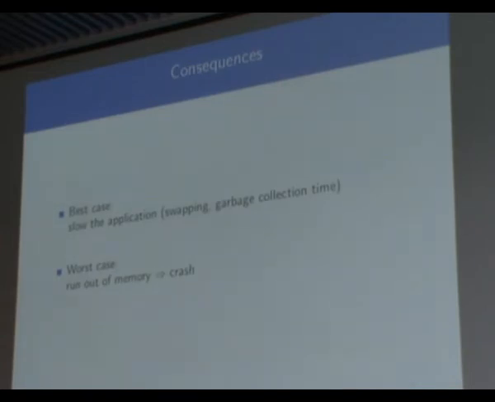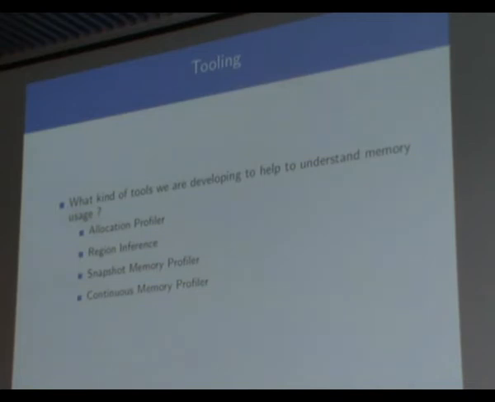The consequences of these problems are, in the best case, that it just slows the application. The GC can spend some time trying to free memory in the heap. In the worst case, it just runs out of memory and crashes. So what kinds of tools are we developing to help understand memory usage? I will present four tools that we are developing. First, the Allocation Profiler, Region Inference, Snapshot Memory Profiler, and Continuous Memory Profiler.